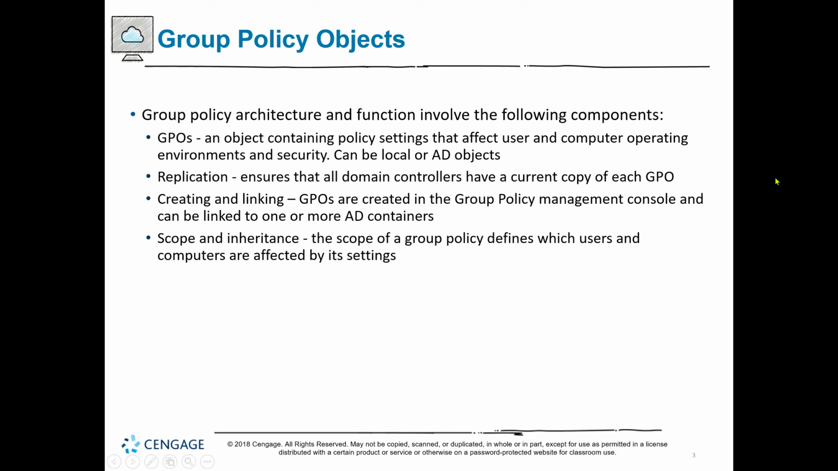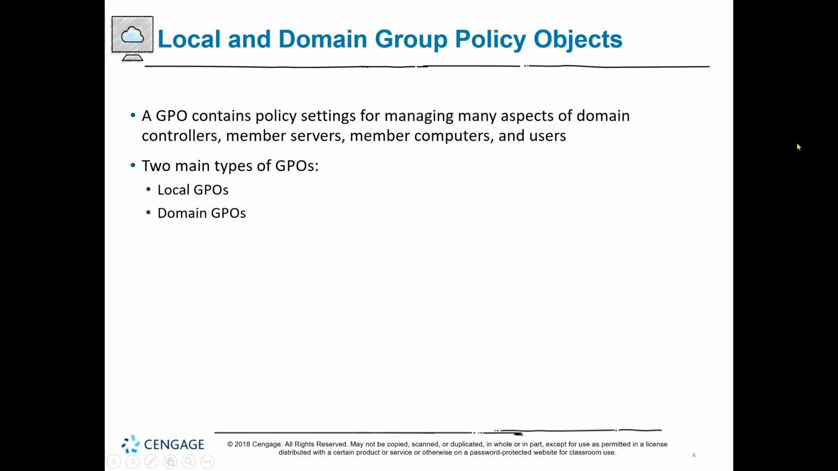So that's the nice thing. You can create multiple GPOs that only affect certain users, certain groups, certain computers. It's fantastic. Local and domain group policy objects. A GPO contains policy settings for managing many aspects of domain controllers, member servers, member computers, and users. There are two main types of GPOs: local GPOs and domain GPOs.